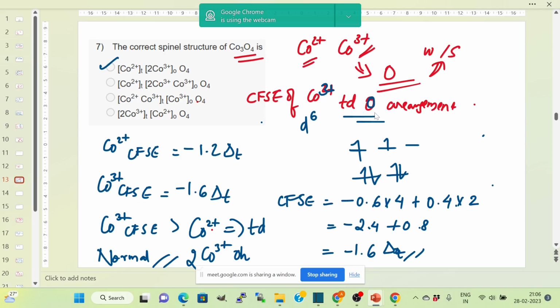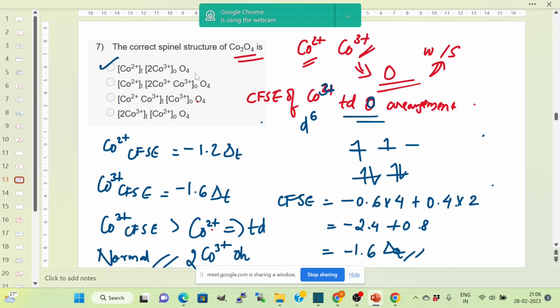So a similar situation is there. Oxygen is also an intermediate ligand. So whenever cobalt 2 plus is there, it will act like a weak field ligand. But whenever we have a higher oxidation state like cobalt 3 plus, then it will go for pairing. So Option A is the right answer. Cobalt 2 plus is in tetrahedral vacancies, and both cobalt 3 plus are in octahedral vacancies. So I hope this is clear, right?